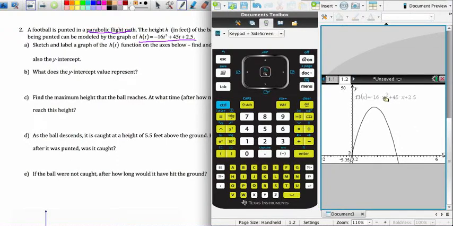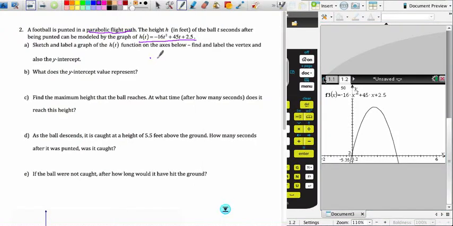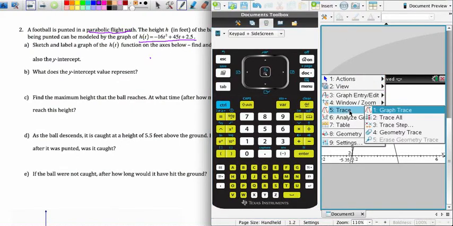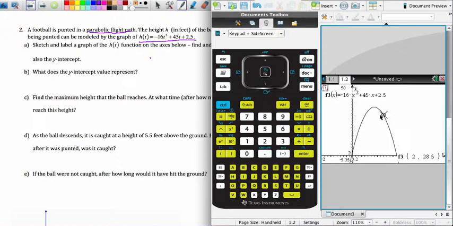I'm going to take my equation label or name and just try and shift that out of the way a little bit. Okay, so if we come back to the question, as before, we've been asked to find and label the vertex and also the y-intercept. So we'll do that over here. Menu, I'll use the trace function, and I'm going to trace the graph.